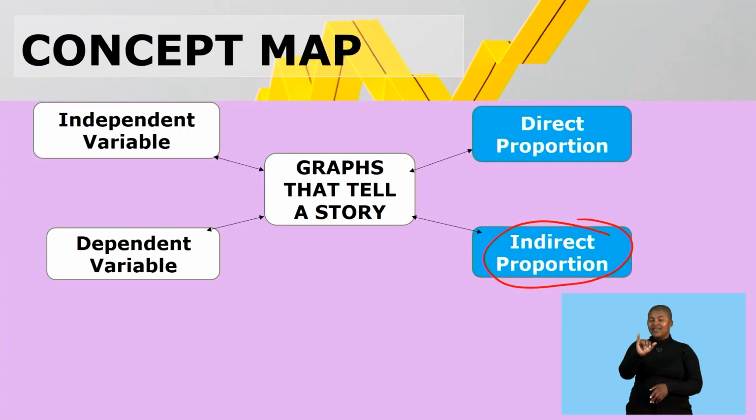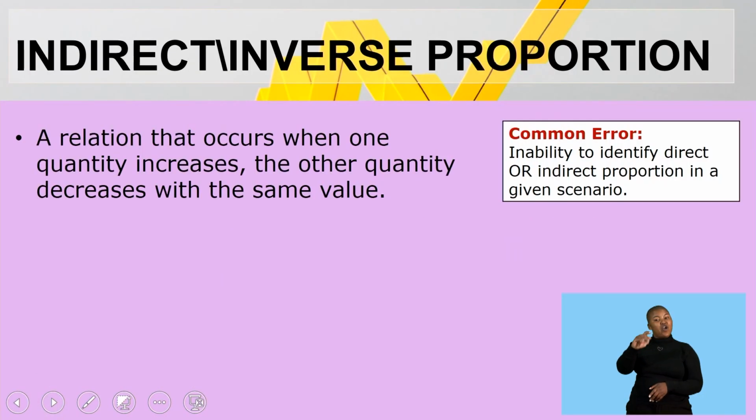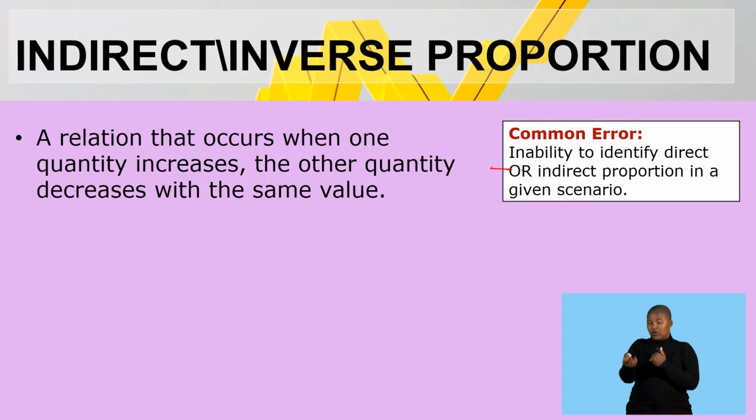Let's look at indirect proportion. A relation that occurs when one quantity increases and the other quantity decreases with the same value. Now, remember not to make the most common mistake. Your common error is the inability to identify direct or indirect proportion in a given scenario.